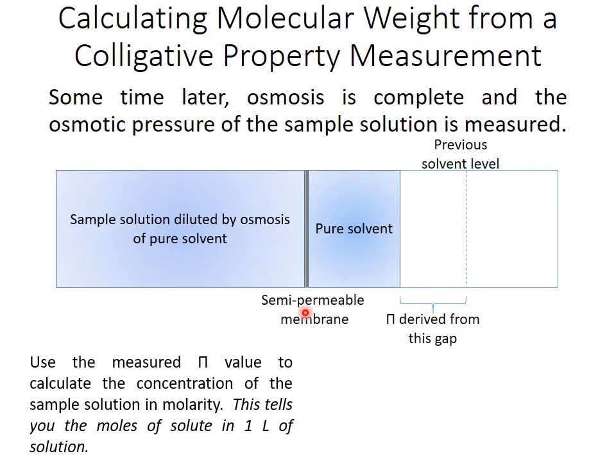We want to use this measured pi value to calculate the concentration of the sample solution in molarity. This tells us the moles of solute in 1 liter of the solution. The equation that governs osmotic pressure is pi equals iMRT. i is our van 't Hoff factor, M is our molarity, R is the gas constant, and T is temperature. We want to solve for molarity, so we would use M equals pi over iRT.